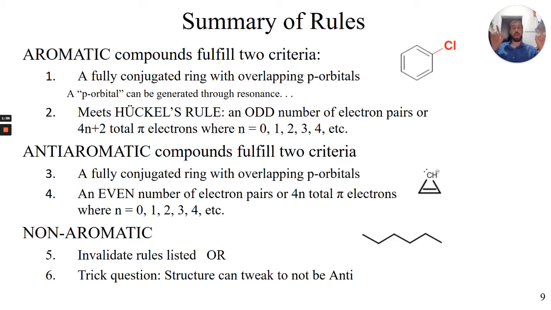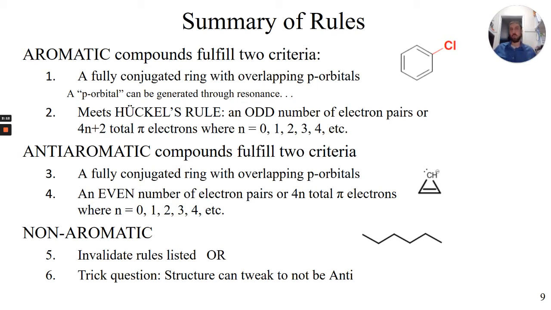So if you're seeing an aromatic ring with p orbitals, or the potential for p orbitals, which we'll see in a second, rule 1 would be satisfied. And then rule 2 is that it has to meet Huckel's rule, okay, which is really, the rule explicitly says it's an odd number of electron pairs, or it fits this weird formula. 4n plus 2 is your total pi electrons, where n is 0, 1, 2, 3, 4.